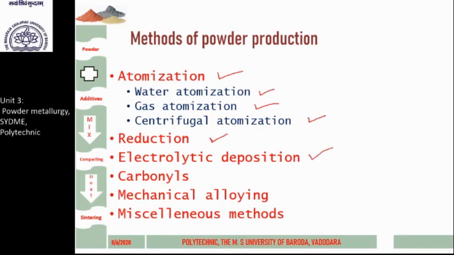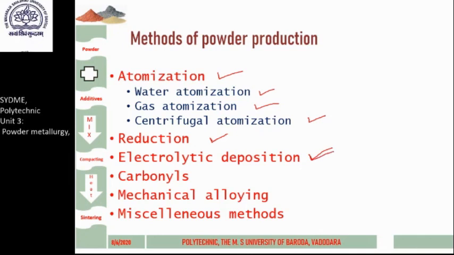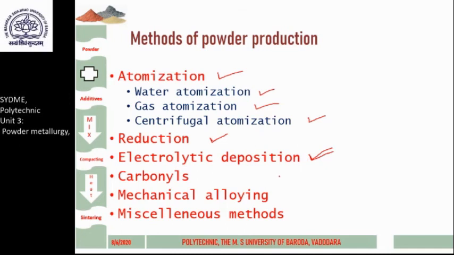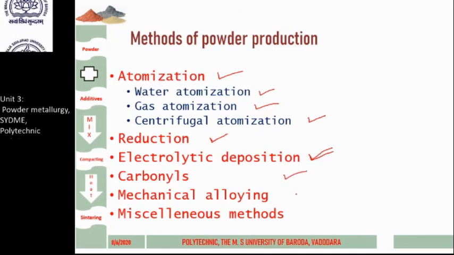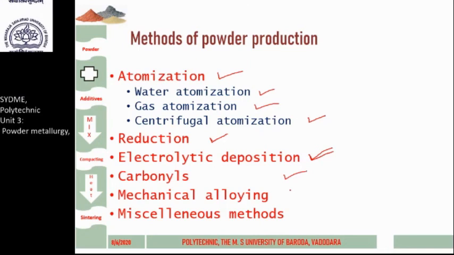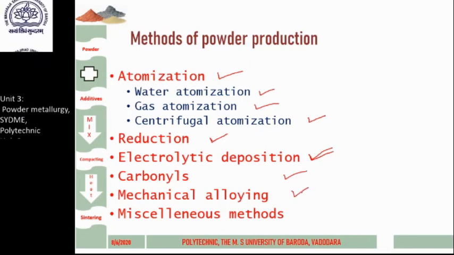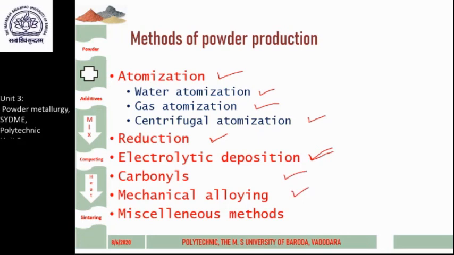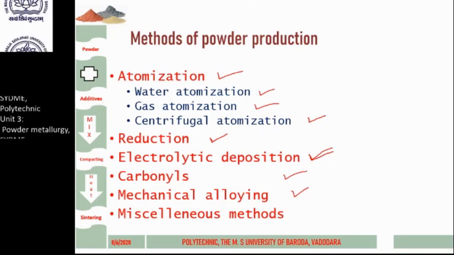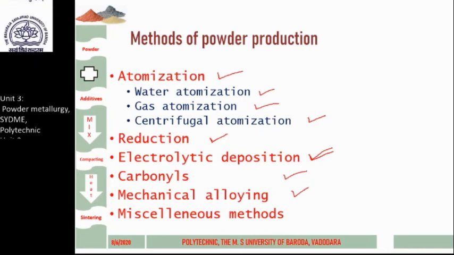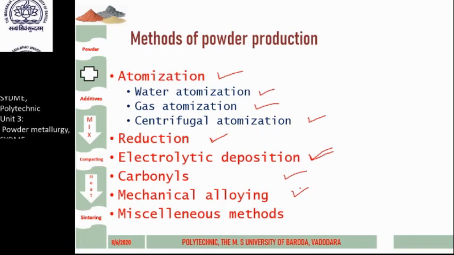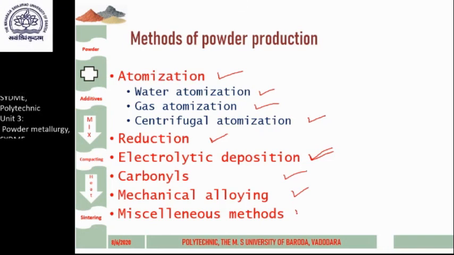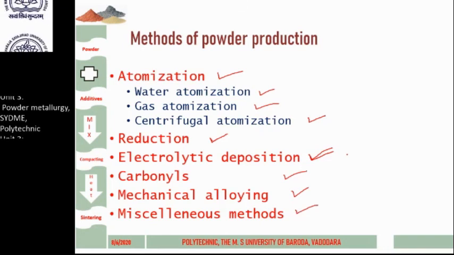Electrolytic deposition is used for depositing very fine particles in the range of micro and nano size. Carbonyls is another methodology wherein powder is processed. Mechanical alloying is mixing of two different alloys, or the same type of powder with different sizes, used in making powder by the process called mechanical alloying. There are also various miscellaneous other processes. We will touch these processes to know the details of it.